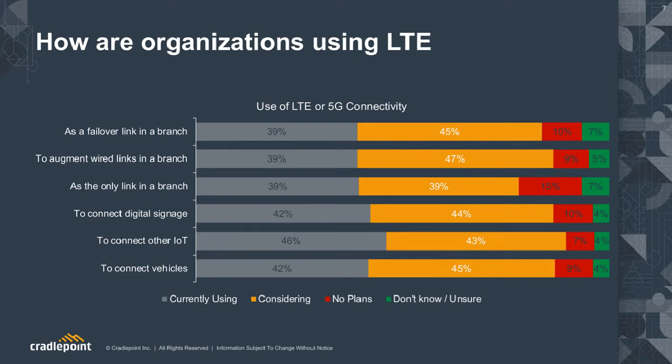We see companies increasingly using it to augment a wired link, meaning that they're using both the cellular and the wired link simultaneously, which allows them just more bandwidth. It's an additive factor. And again, the more bandwidth you have with wireless, the greater that impact can be.